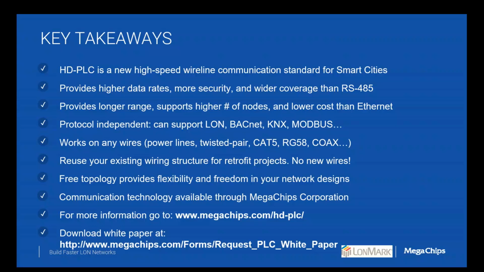It is a great option for your retrofit projects where reusing the existing wiring infrastructure can save a lot of cost for your customers. And I hope you consider it for your next projects.